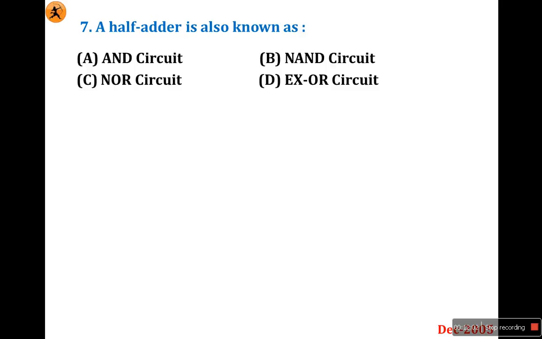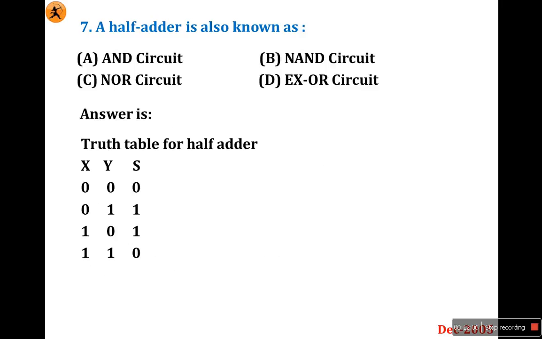This is the truth table of the half adder. If both the inputs are low current or both are high current, it will generate low current. If any one input is high, then the output is high current.